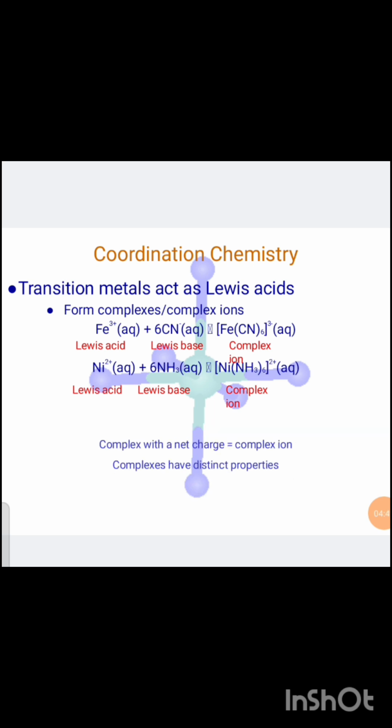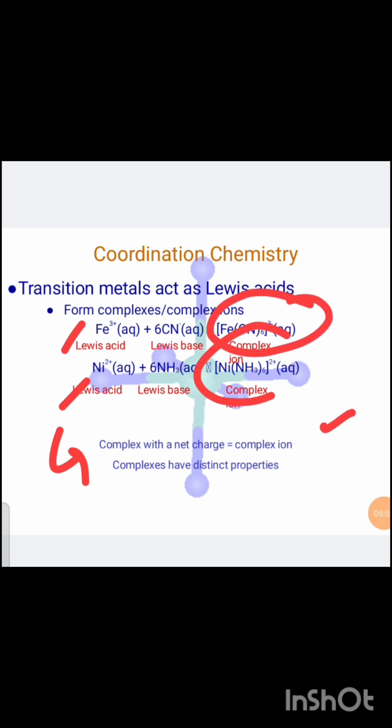In the next slide we will discuss that a complex with a net charge is known as a complex ion. Complexes have distinct properties. So a complex ion is formed by the Lewis acid and Lewis base, and a complex with a net charge is known as a complex ion. These are all complex ions, and complexes have distinct properties.